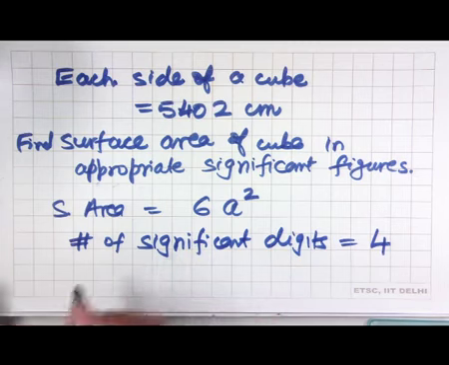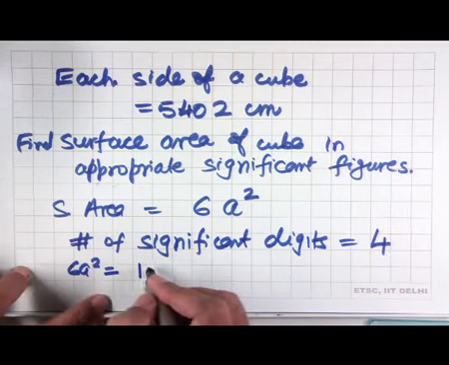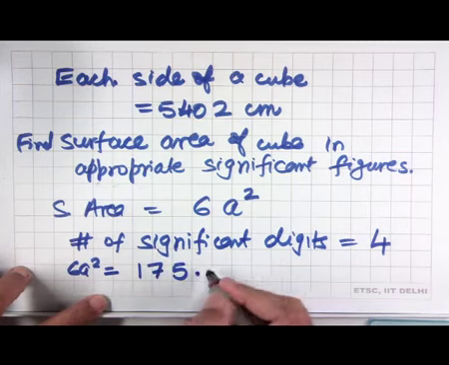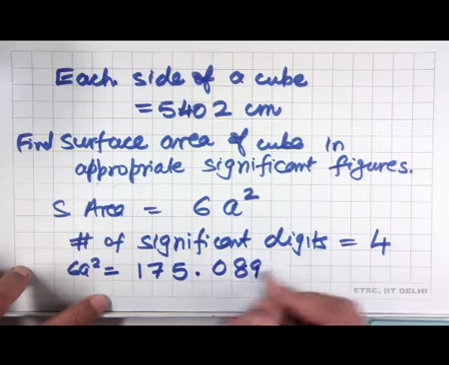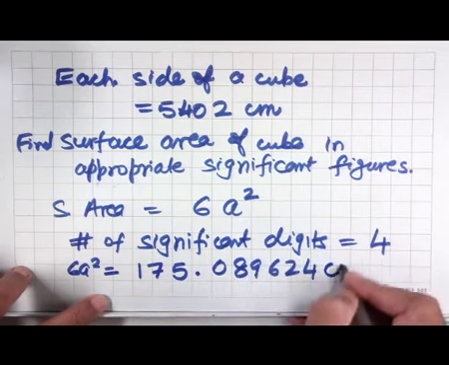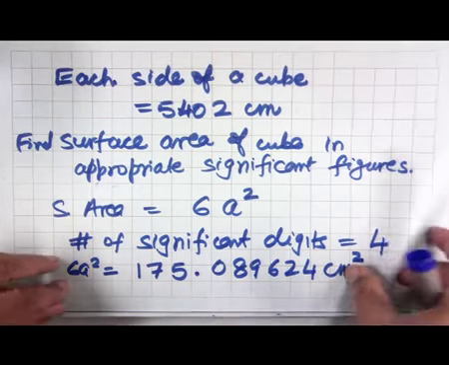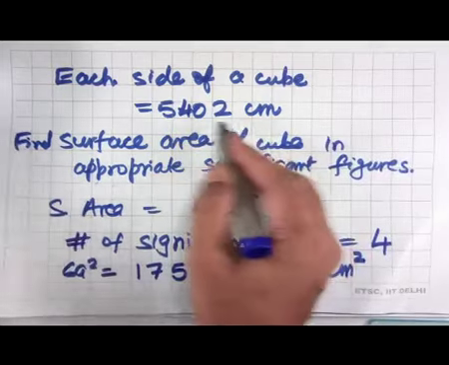So, now let us see, if I calculate 6a square and I do the exact calculation, maybe using a calculator, I will get my answer as 175.0899624 centimeter square. And this is the point which we are saying, I do not need to express the answer in so many decimal places, because our original data is correct up to 4 significant digits.